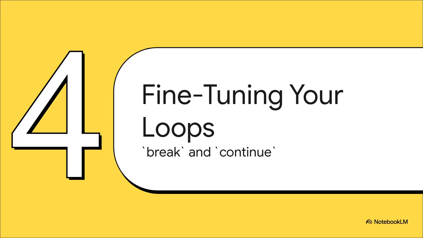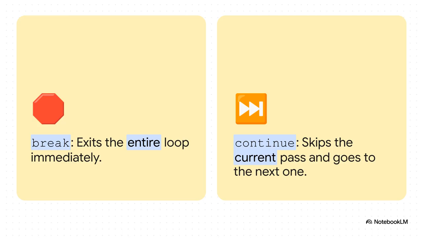So we've covered the big two, for and while, but sometimes you need even more control inside your loop. What if you need to bail out early? Or what if you just want to skip over the rest of the code in the current iteration and jump to the next one? For that, we've got two special commands, break and continue. Getting the difference between these two is absolutely crucial.